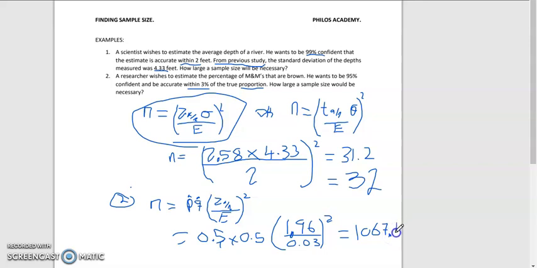But you have to round it up, like you did in the first one. So it becomes 1068. That's your final answer for this. So when you see a question on finding the sample size, this is how to do it. Thank you for watching.